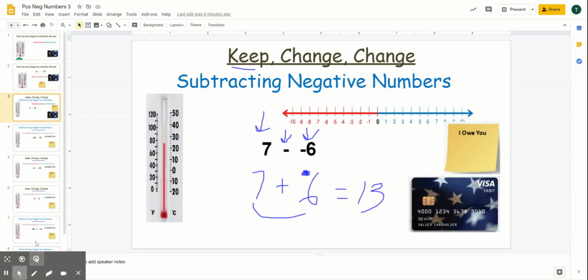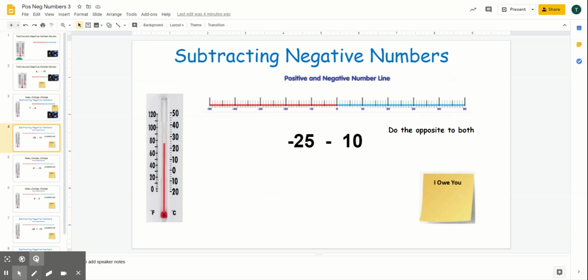Let's look at another example here. Negative 25 minus 10. So we have keep, change, change. I'm going to write that up above. Here we go. I'm keeping that first number exactly the same. I'm going to change my operation. And now I'm going to change my second number, which is now going to become negative 10.